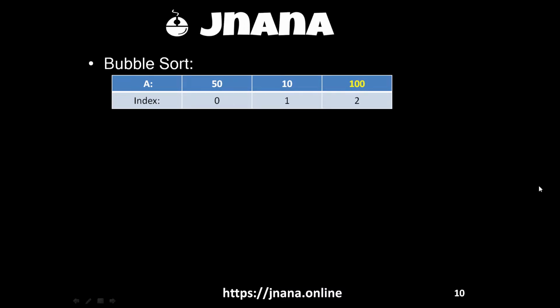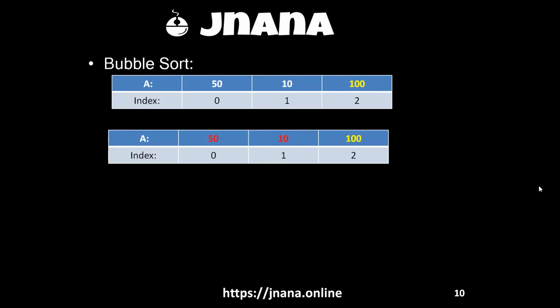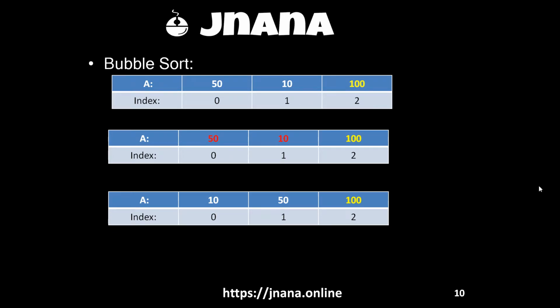Then because 100 is already set in its position, it is sorted. Now we will not focus on 100, we will focus only on 50 and 10. So in the second iteration, after the first iteration for I equal to 0, we are focusing on 50 and 10. So 50 when compared with 10, 50 is greater than 10. So we will swap 10 and 50. Then 50 is in its position.